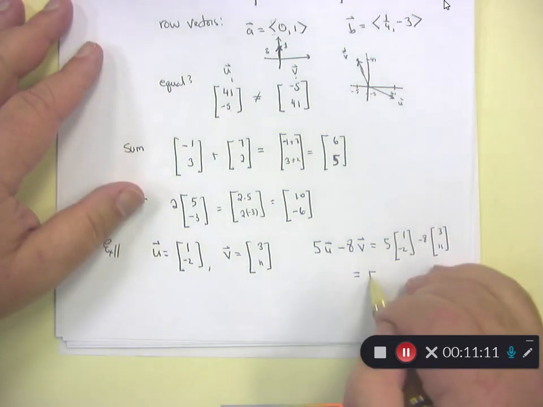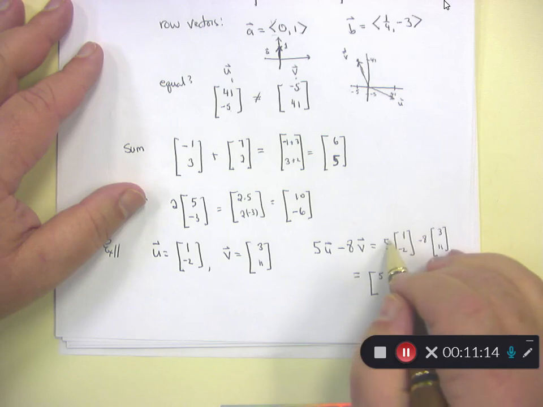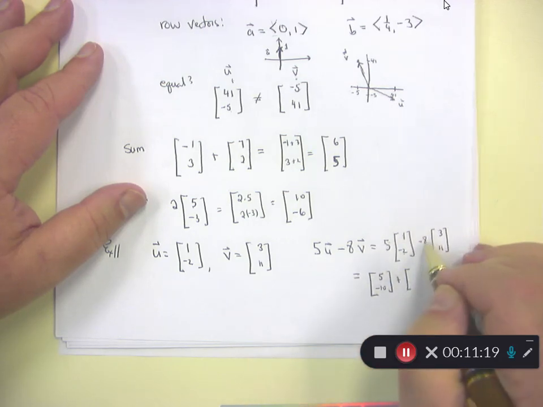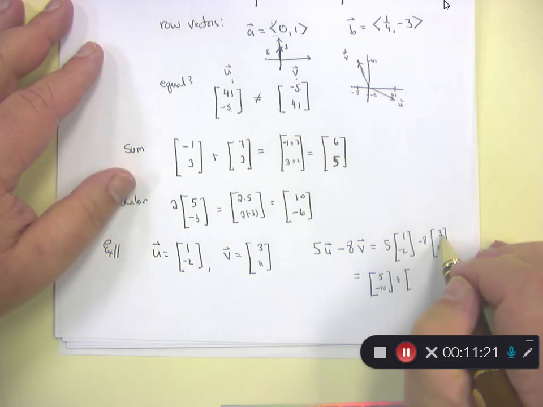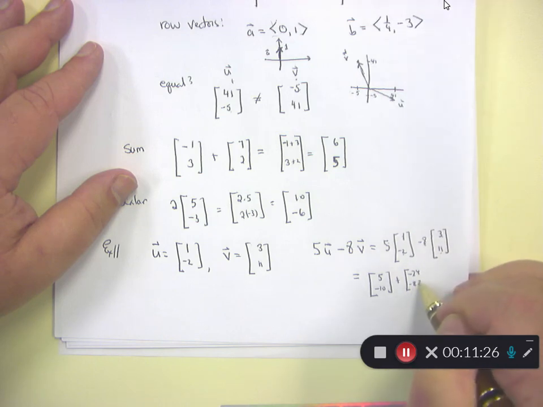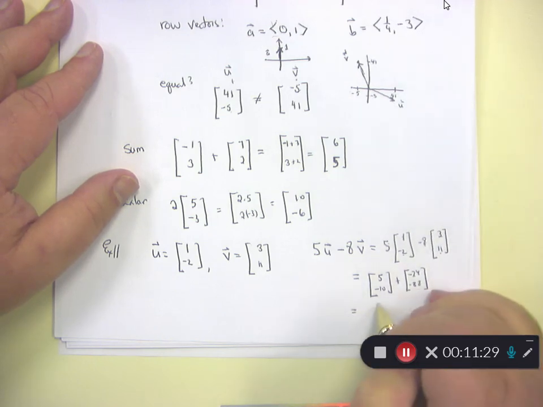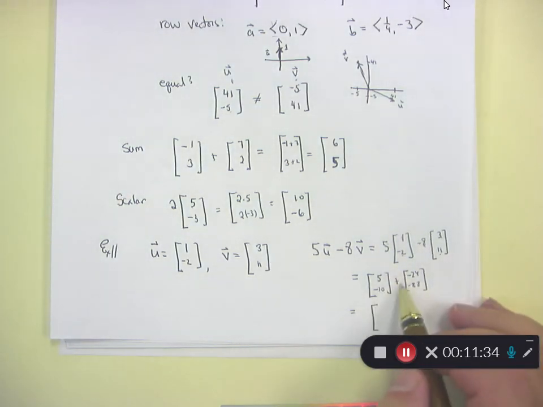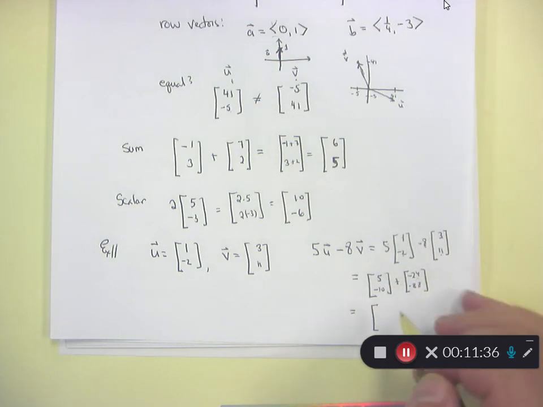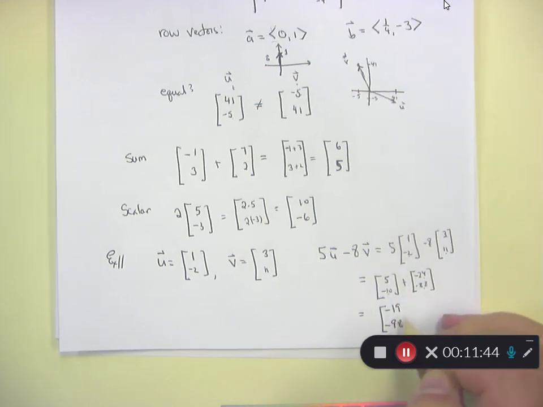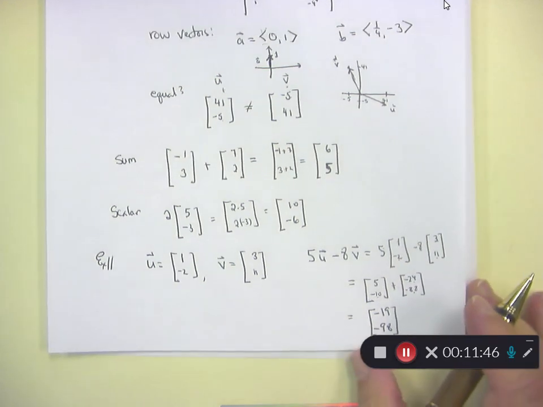So this would be the same thing as 5 times 1 is 5, 5 times negative 2 is negative 10. That would be added to negative 8 times 3, which is negative 24, and negative 8 times 11 is negative 88. And then you add the components. What would 5 plus negative 24, or 5 minus 24, be? Negative 19. What is negative 10 plus negative 88? Negative 98. There is the resultant vector.